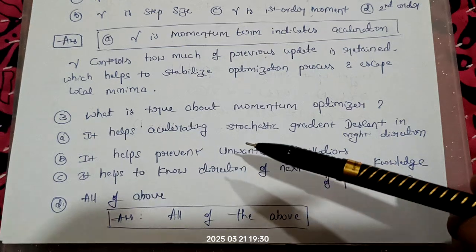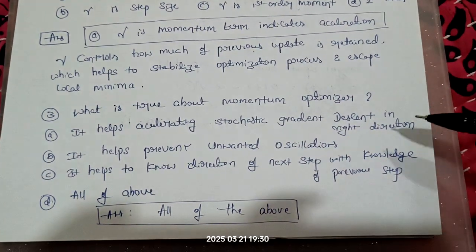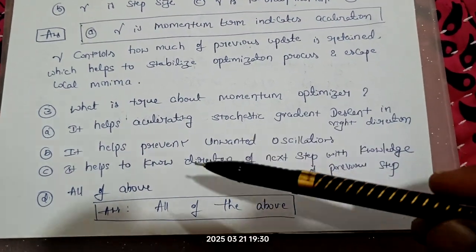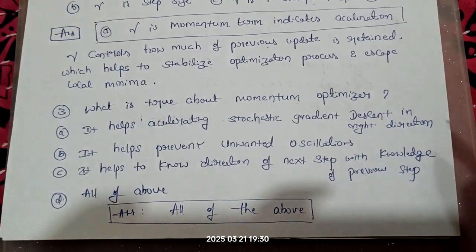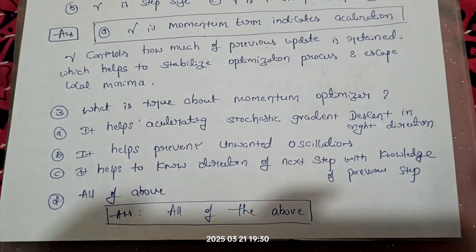So third one, what is true about momentum optimizer? It helps accelerating stochastic gradient descent in the right direction. Like this, four options are given. All the answers are correct. That is, all of the above for the third question.